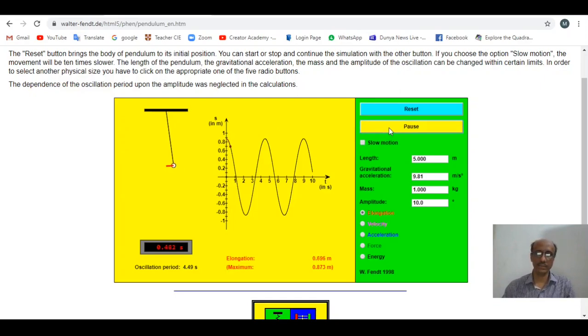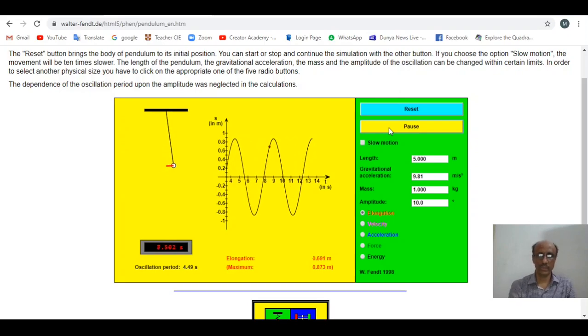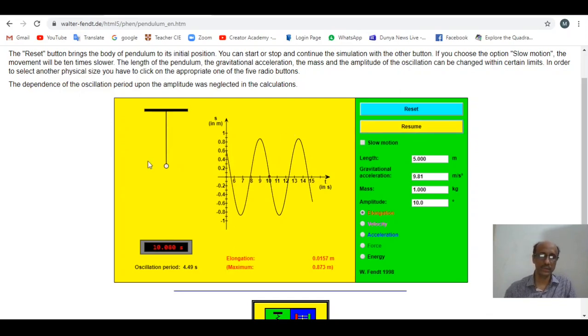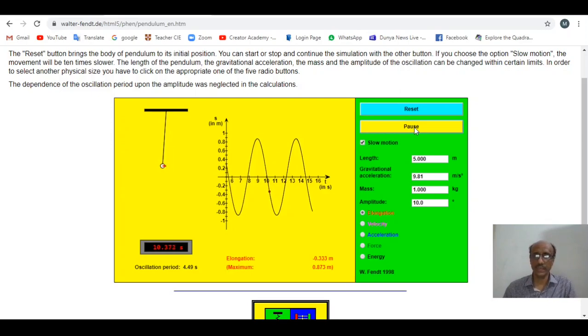Almost all the things are the same, but there is some change in the graph as well. There was no graphical motion in the previous one, so we will slow it down. Now you can see that the value related to the maximum amplitude is this one, and when it moves towards the mean position, the value is 0. We can use the slow motion factor as well. Resume. So you can get a very good idea related to this.